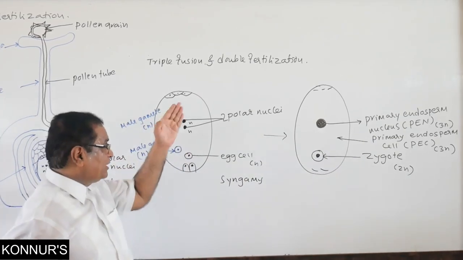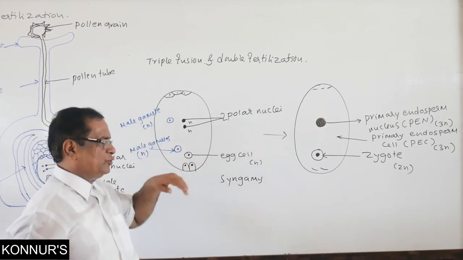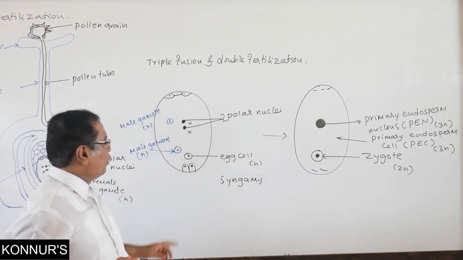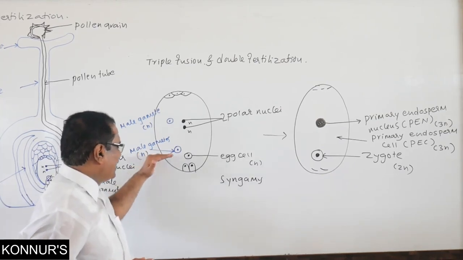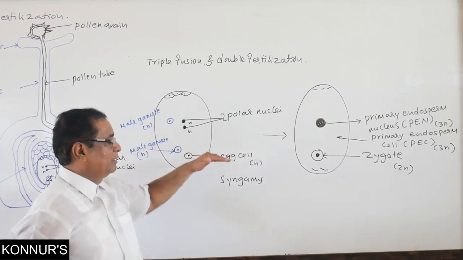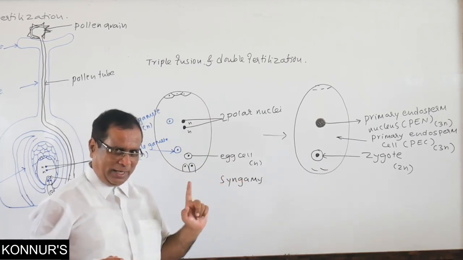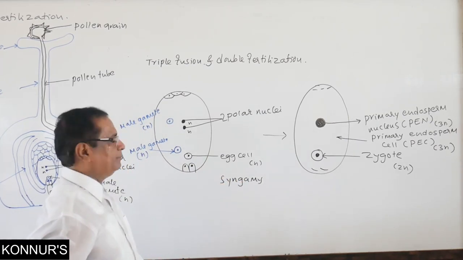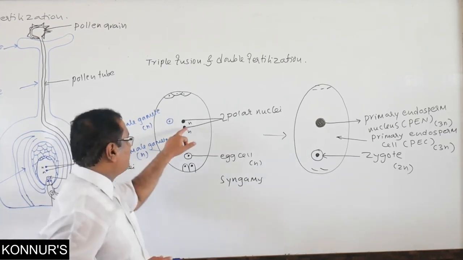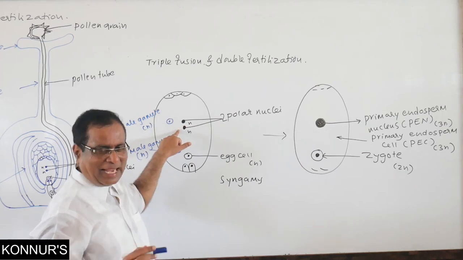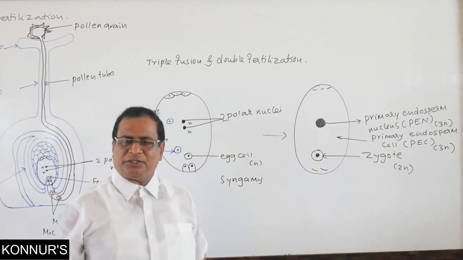And why it is said to be double fertilization? Here two separate fusions are taking place. One is the fusion between male gamete and egg cell to form zygote. And then the fusion between three haploid nuclei is another fusion. Hence the name double fertilization.